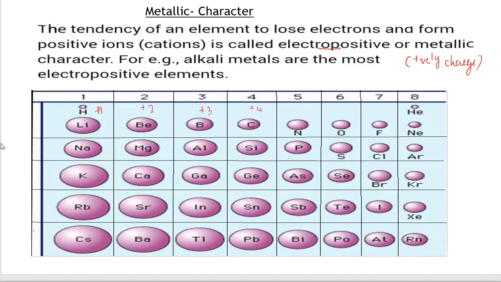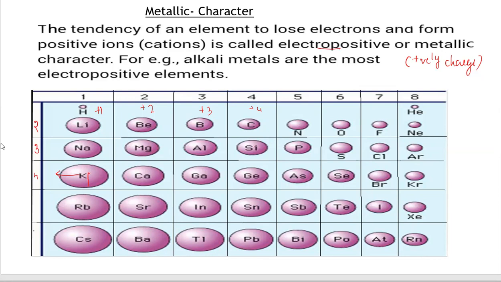Now, in a group, as we move from top to bottom, new shells are adding. So the outermost electron will be far away from the nucleus. In the case of hydrogen, it is very close to the nucleus. Lithium, 2,1: the last outermost electron is in the second shell. In the case of sodium, 1 electron is in the third shell. Potassium, fourth shell. So the distance from the nucleus increases. Nuclear attraction decreases.